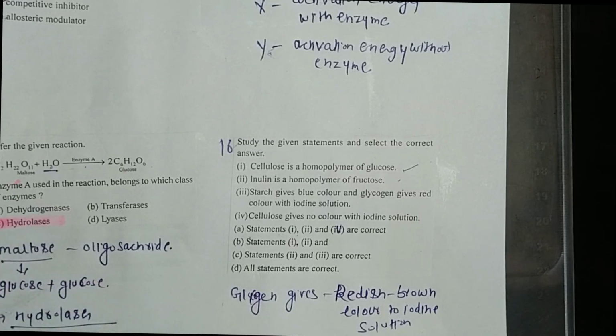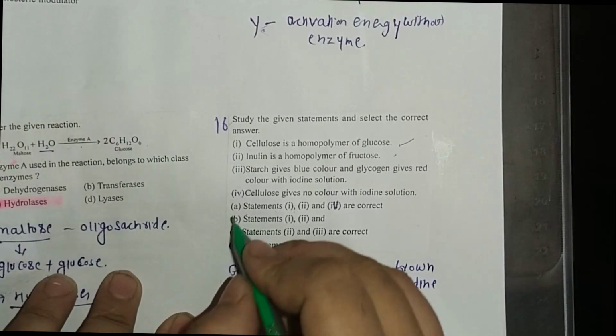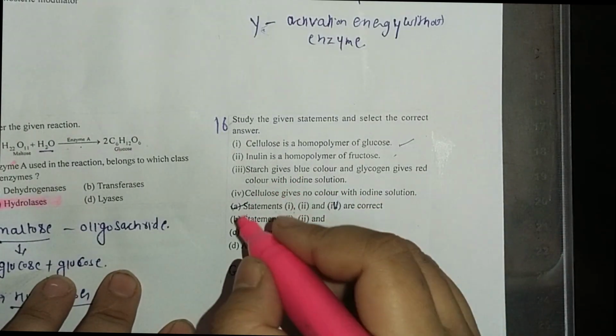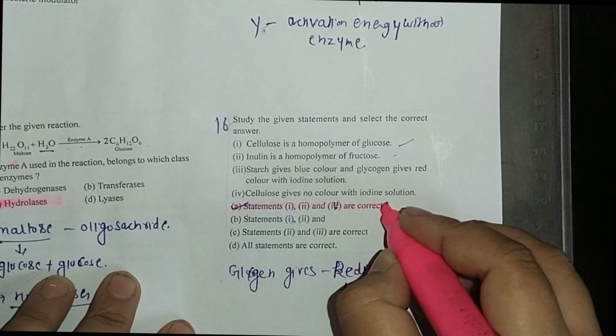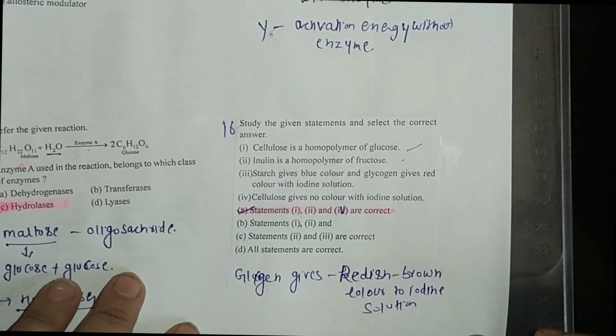Fourth statement is cellulose gives no color to the iodine solution. Yes, because of its branching, it is unable to bind with iodine solution. So the correct answer is A. Statement 1, 2 and 4 is correct. Moving on to the next question.